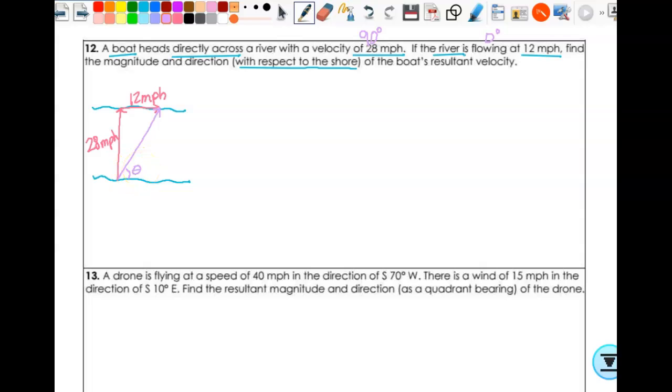Okay. So let's write these out. So we have the boat vector. That's going to be 28 times the cosine of 90, 28 times the sine of 90.